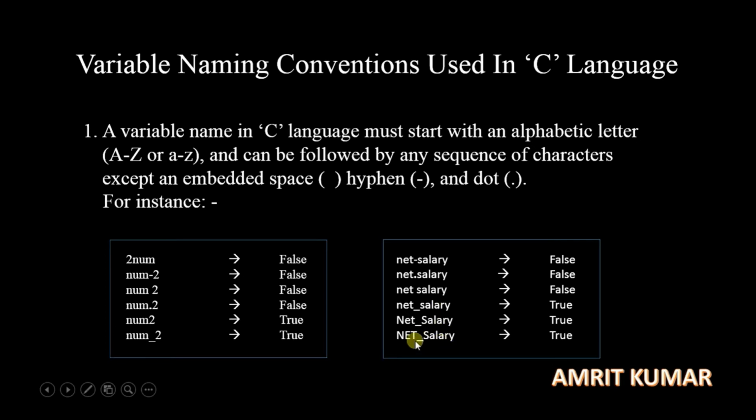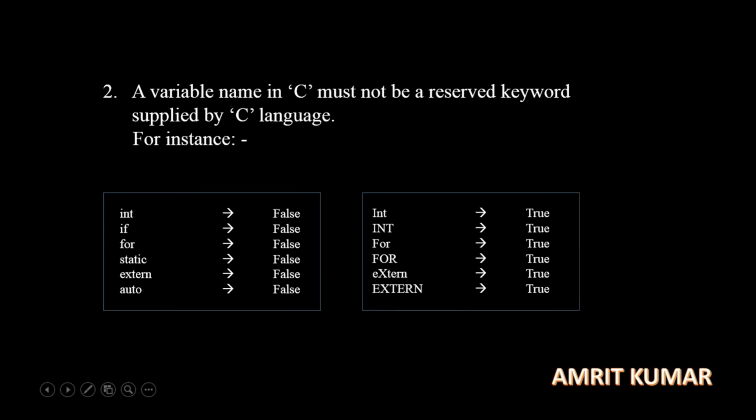Okay, what is a variable, and what is not a variable: this is not a variable, because we have considered a space here, a dot here, and a hyphen here, therefore this is the wrong way of naming a variable. Now moving on to the next thing, the second point: a variable name in C must not be a reserved keyword supplied by C language.